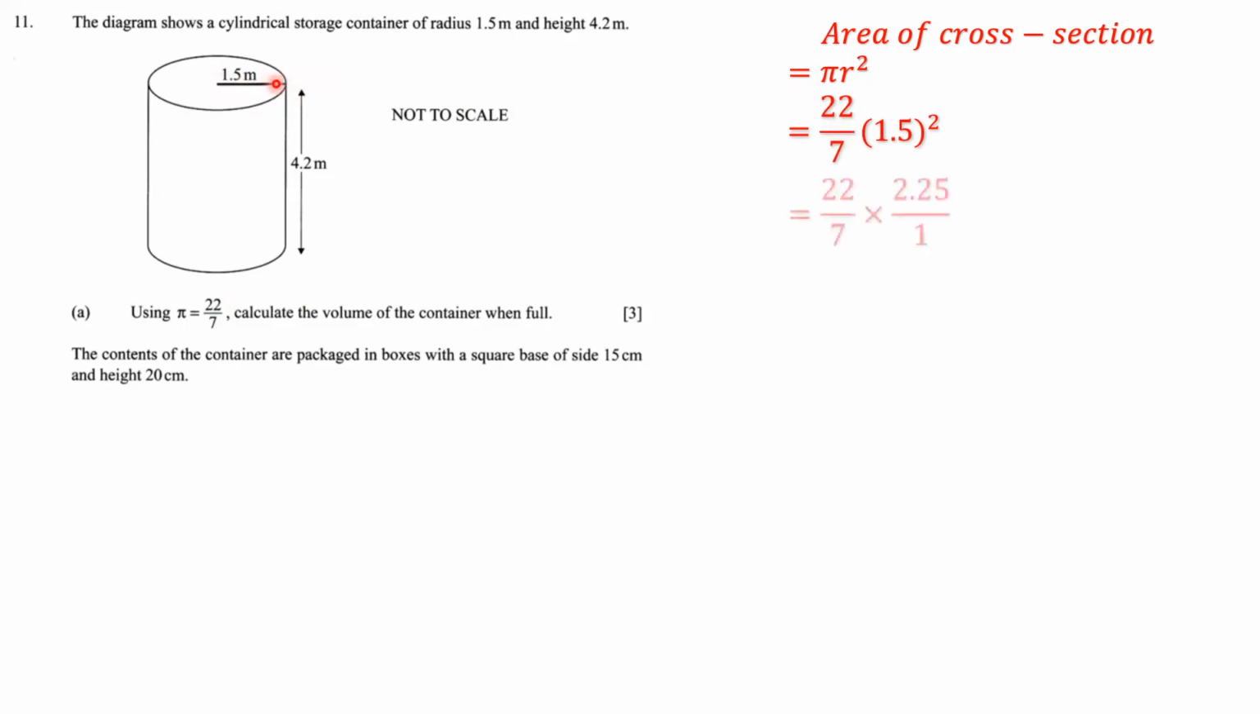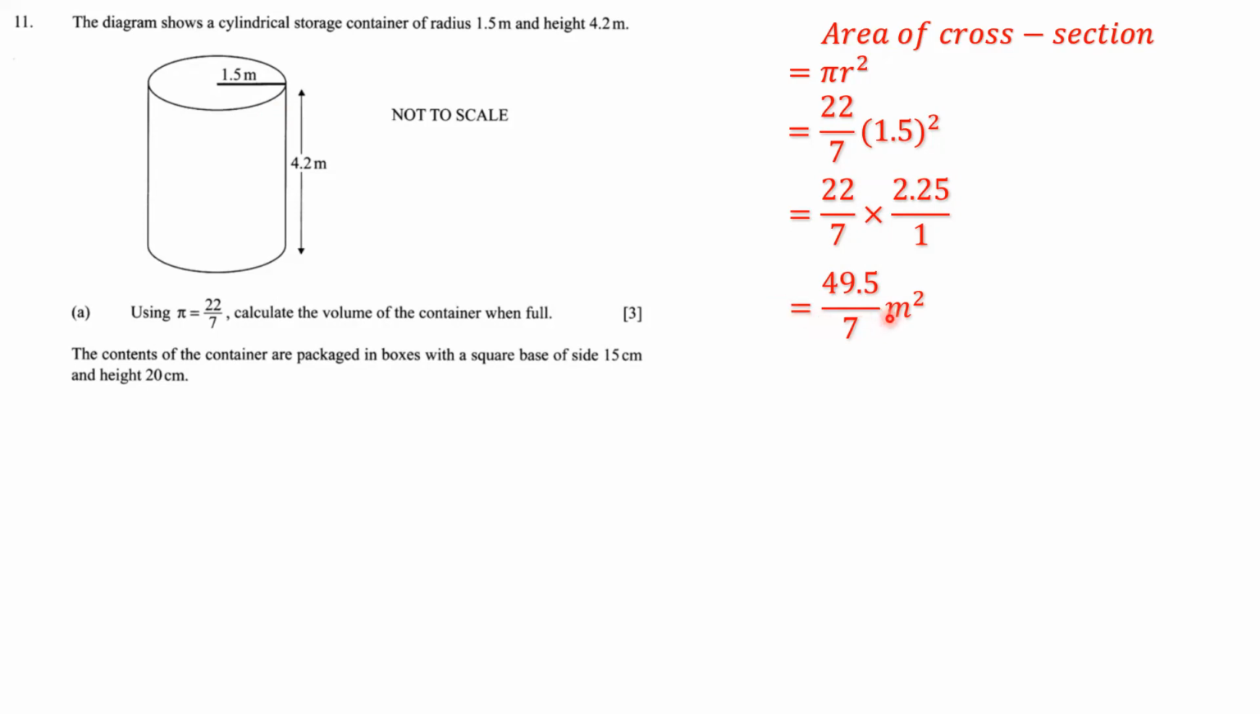Now we have to multiply 1.5 times 1.5, which is 1.5 squared. So 1.5 squared is 2.25. And we put it over 1. And we have the 22/7. So we have to multiply 22 by 2.25, and we multiply 7 by 1. And that gives us 49.5 all over 7 meters squared. And that's going to be the area of the cross section.